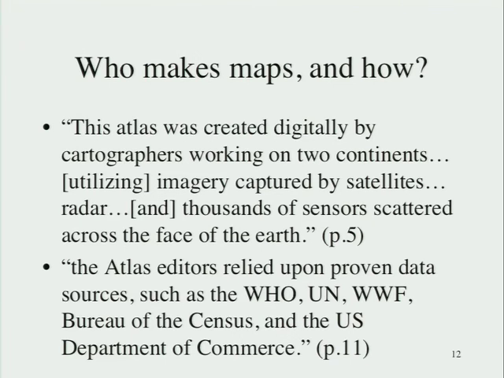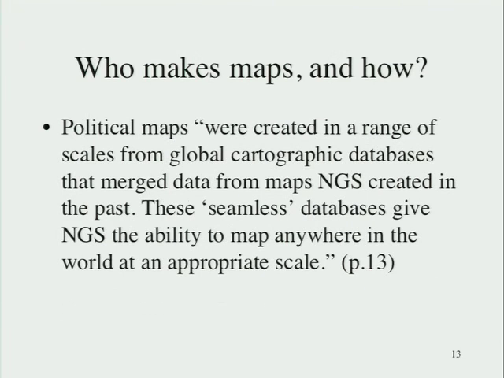The political maps in this atlas were created in a range of scales from global cartographic databases that merge data from maps National Geographic Society created in the past. These seamless databases give NGS the ability to map anywhere in the world at an appropriate scale. There's a great deal of very high technology and expensive technology built into the gathering of this information. As I say, sensors and so forth, satellites, remote sensing. There's a couple pages in the atlas about remote sensing and the amazing things that can be done with imagery gathered from satellites. And this notion that they have somehow managed to create a multi-scalar or trans-scalar database to work with is quite significant and important as an innovation in cartography.